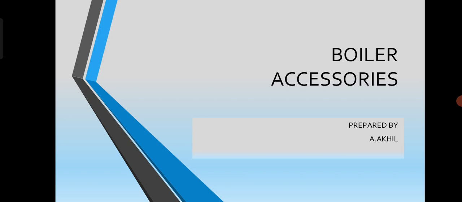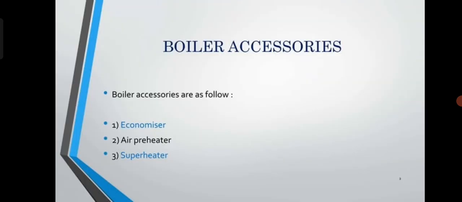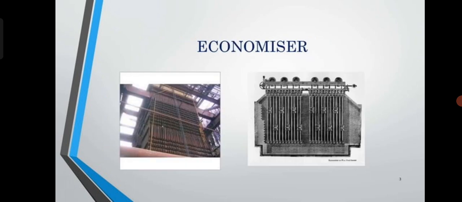Today my topic is boiler accessories, which is related to elements of mechanical engineering. First of all, boiler accessories. Boiler accessories are of three types: air preheaters, superheaters, and economizers. And this is the economizer. You can identify it as shown in the figure.